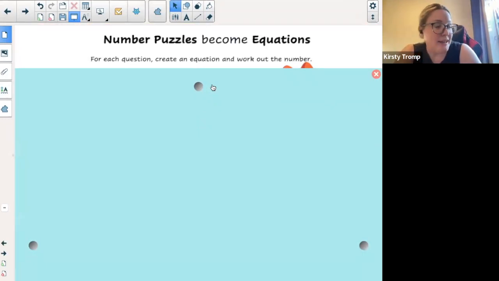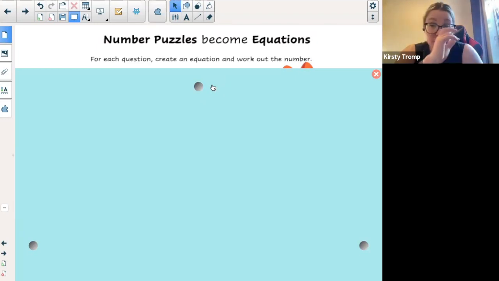Let's start by looking at number puzzles that become equations. So first of all, we're looking at number puzzles that become equations. For each question, create an equation and work out the number.